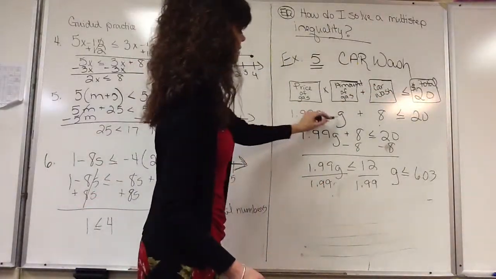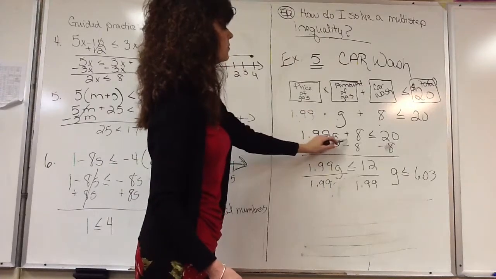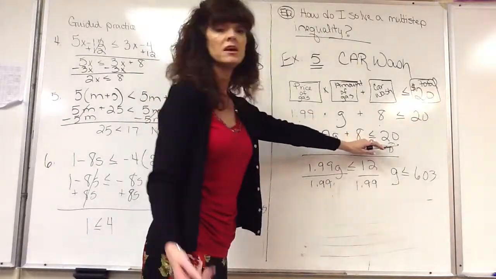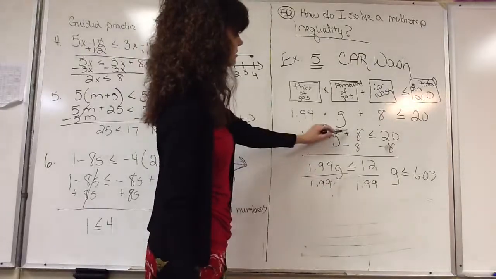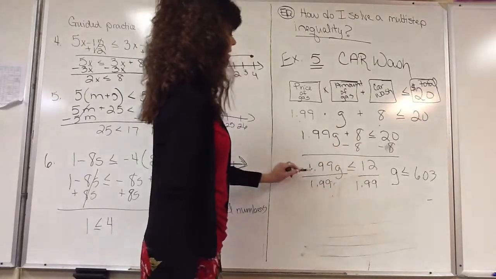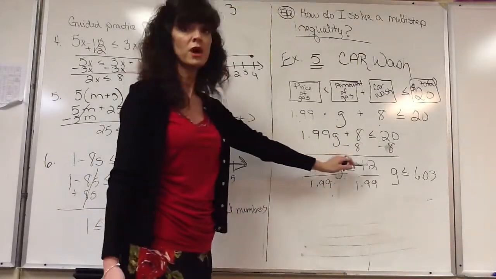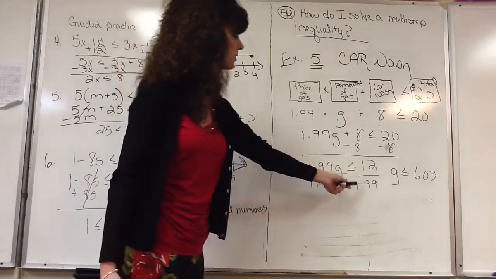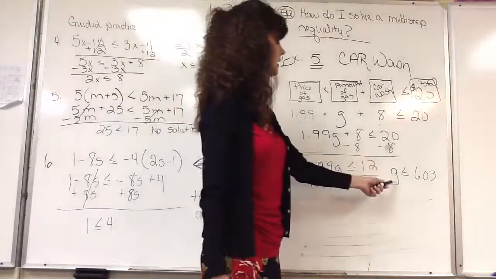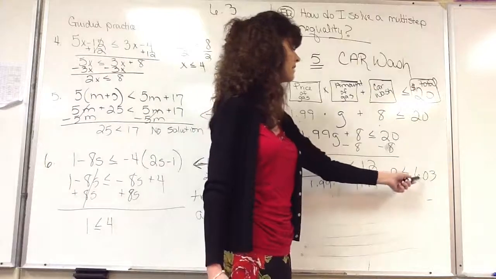So we multiply $1.99 times G plus 8 is less than or equal to 20 and simply solve the inequality. Subtract 8 from both sides. Now we have $1.99 G is less than or equal to 12. Divide both sides by $1.99, and it tells us the most gallons that I may get.